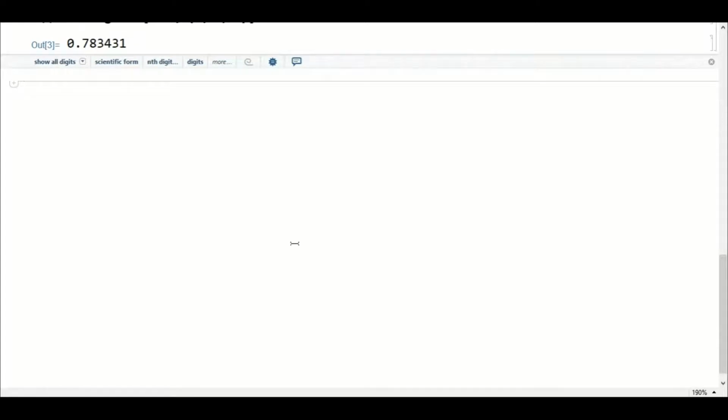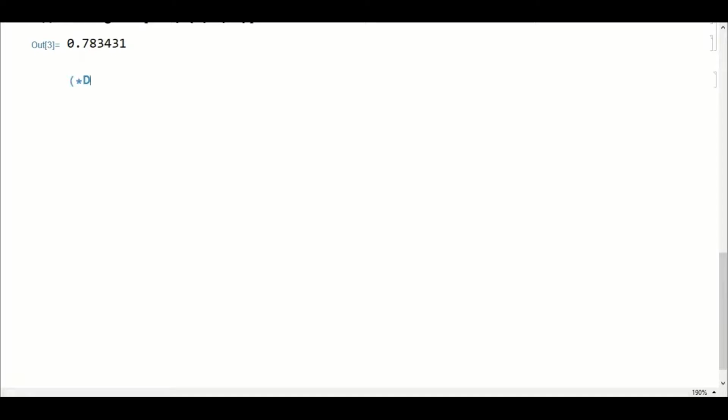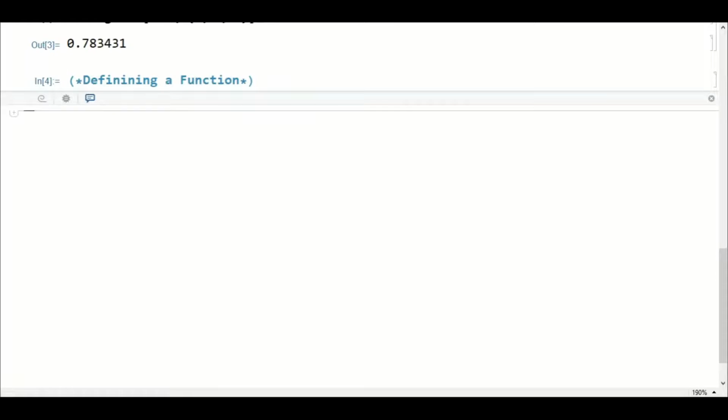Now I will show you a very important thing, which is how to define a function in Mathematica. So defining a function. If you want to define a function, it could be anything. It could be a combination of two or more inbuilt functions, something which you have defined, a polynomial, any kind of thing. Once you define a function, you can use it anywhere in your program.